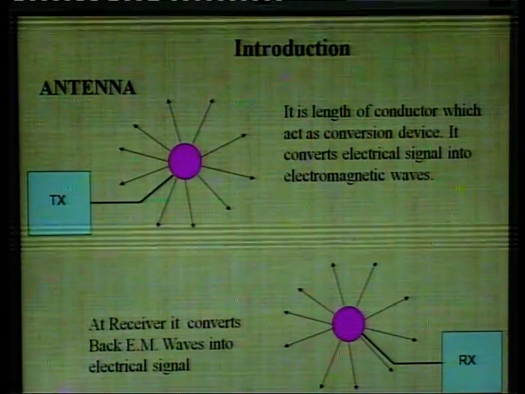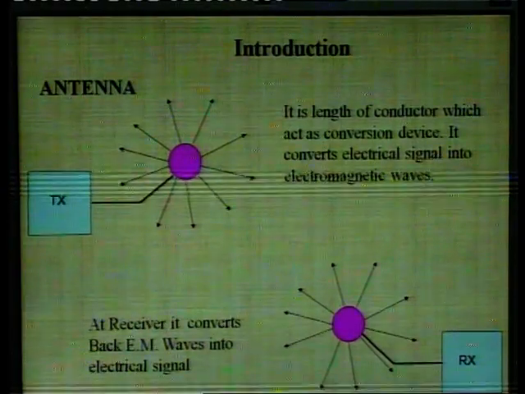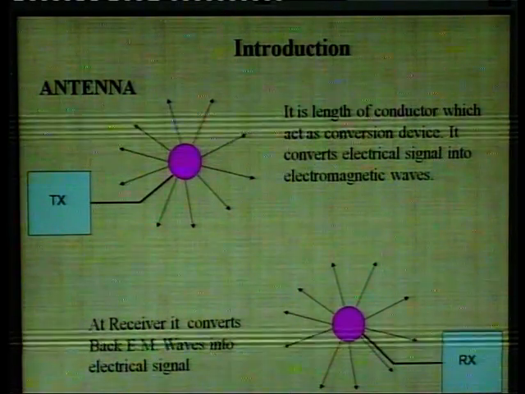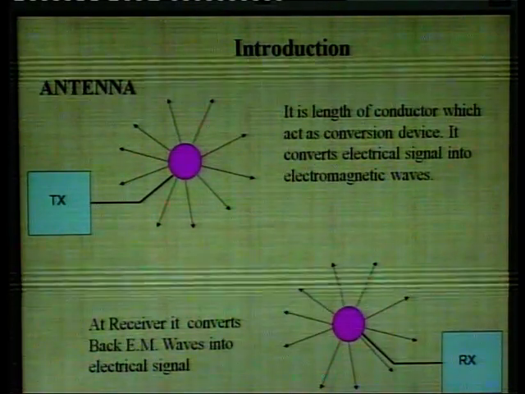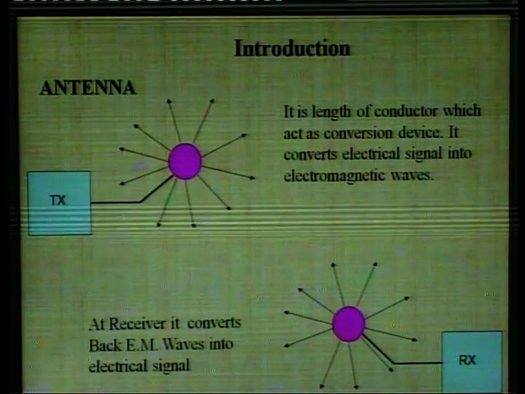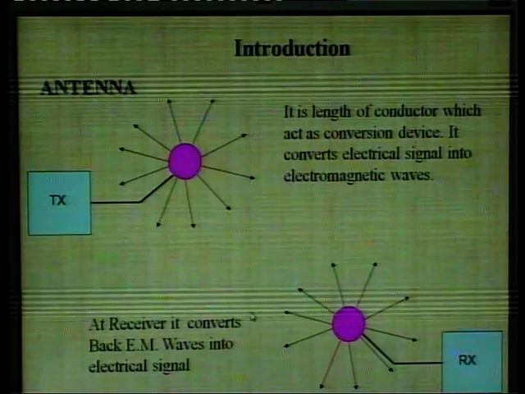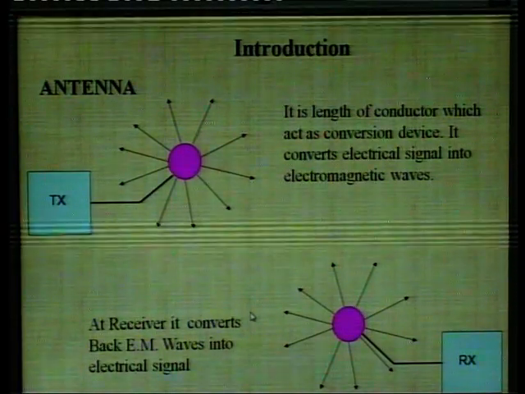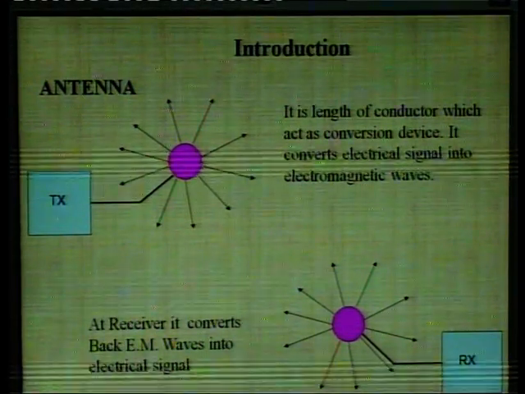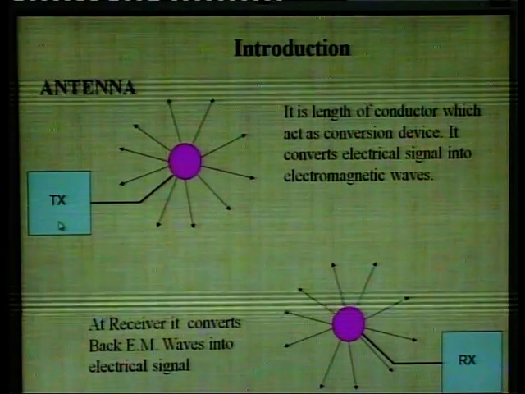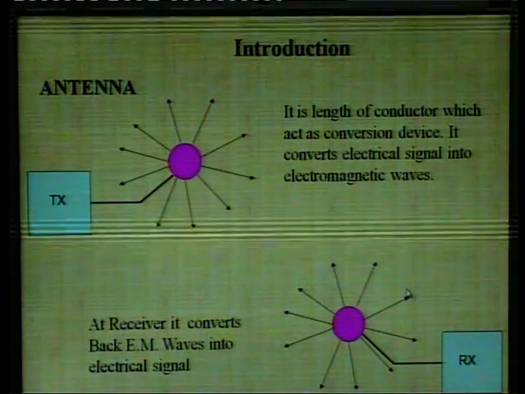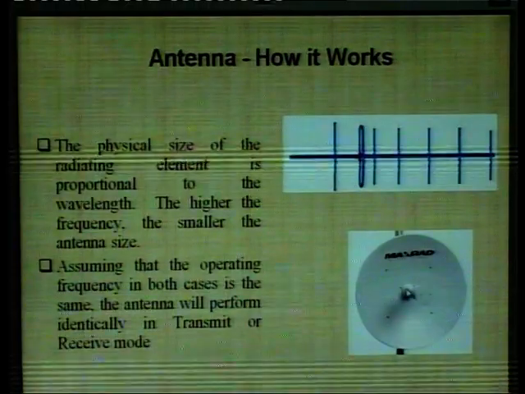So what is an antenna? It is a length of conductor which converts the electrical signal into electromagnetic waves. We should know the definition of an antenna. At the receiver, it receives the electromagnetic waves and converts them back into the electrical signal. So we can say it is a link between the transmitter and receiver.